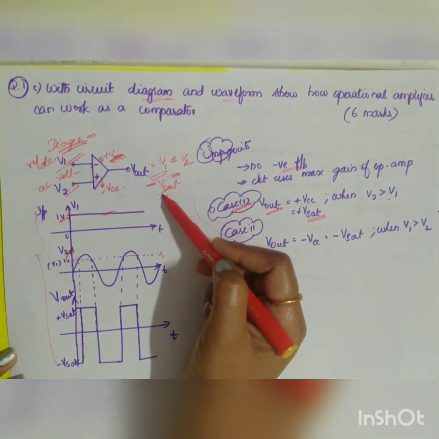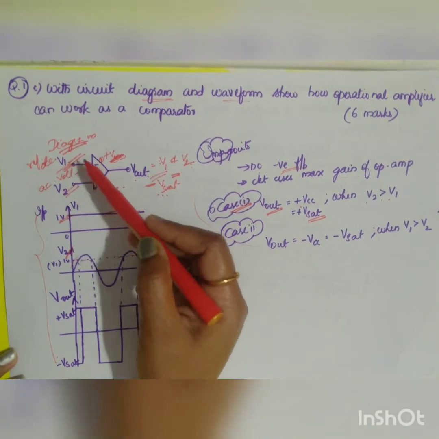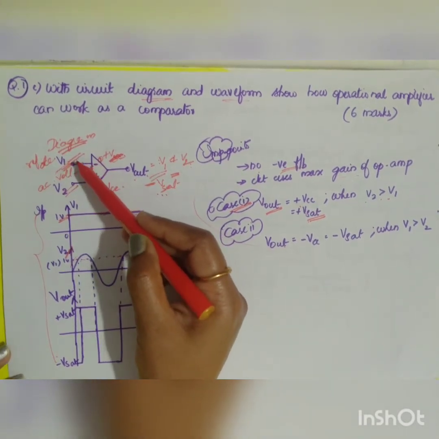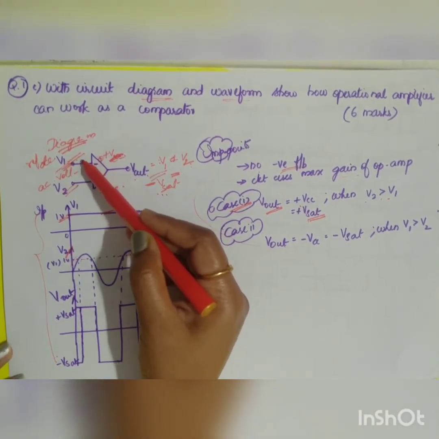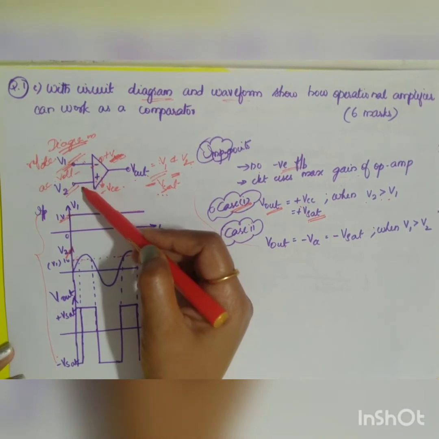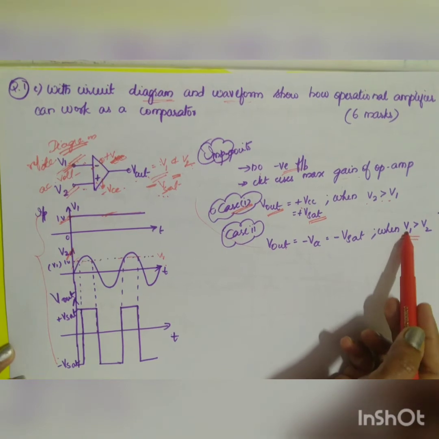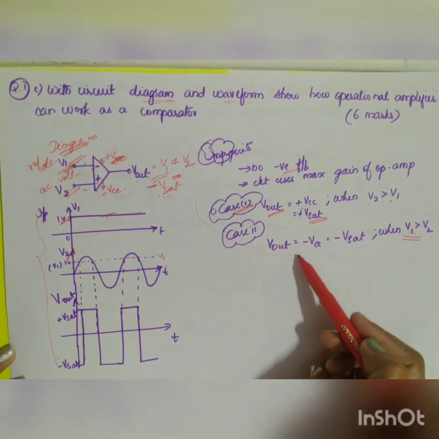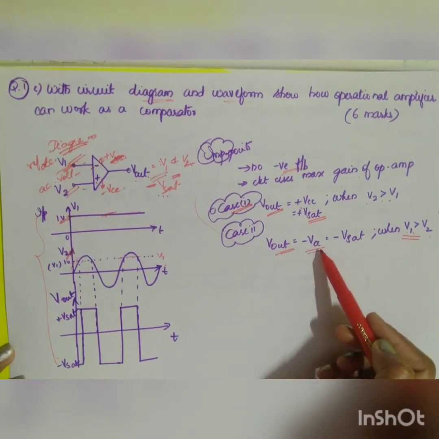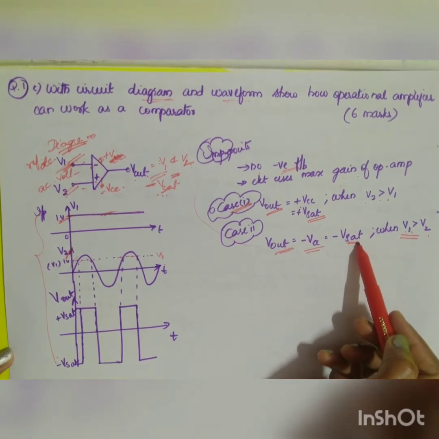Second condition, negative VSAT you will get when your inverting terminal input is greater than that of your non-inverting terminal. This is the second condition. When V1 is greater than V2, what you will be getting? Your output will be equal to minus VCC, which is nothing but equal to minus VSAT.